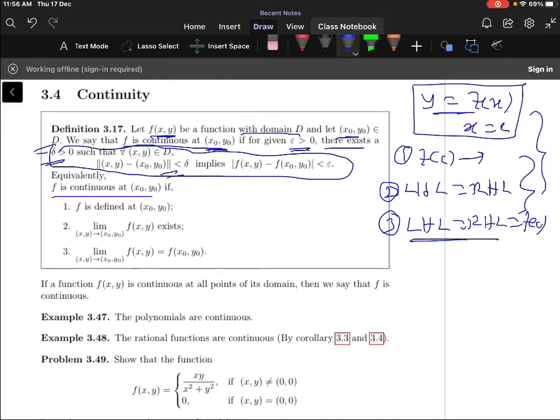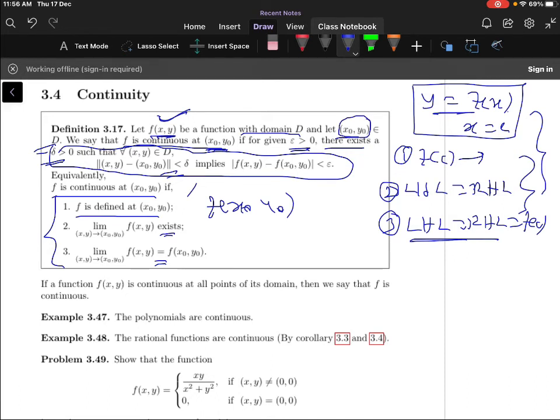f is continuous at x naught y naught if f is defined at x naught y naught, meaning f of x naught comma y naught is defined, and the limit of the function f of x comma y as x y approaches x naught y naught should exist. And the third condition, the limit of f of x comma y when x y approaches x naught y naught is same as the function value at x naught y naught. If these three conditions hold, then we can write f is continuous at the point x naught y naught.